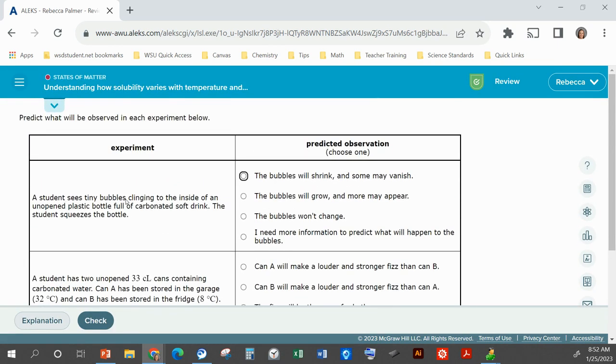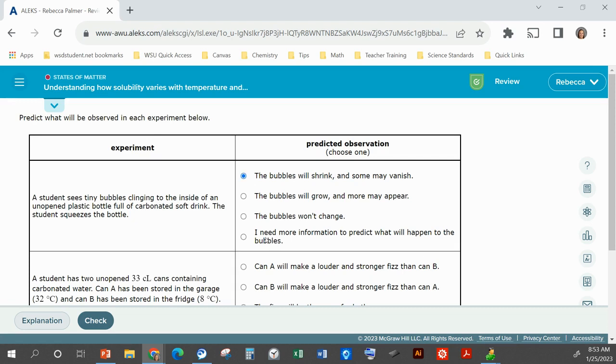Okay, so this says, a student sees tiny bubbles clinging to the inside of an unopened plastic bottle full of carbonated soft drink. The student squeezes the bottle. So what are you doing when you squeeze the bottle? What are you changing? The temperature or the pressure? You're increasing the pressure. Good. So if you increase the pressure, what happens to the solubility of the gas? It increases. Good. So we're going to make it more soluble by putting pressure. So what's going to happen? The bubbles will shrink and some may vanish. That's telling you that it's more soluble. So that's our correct answer.